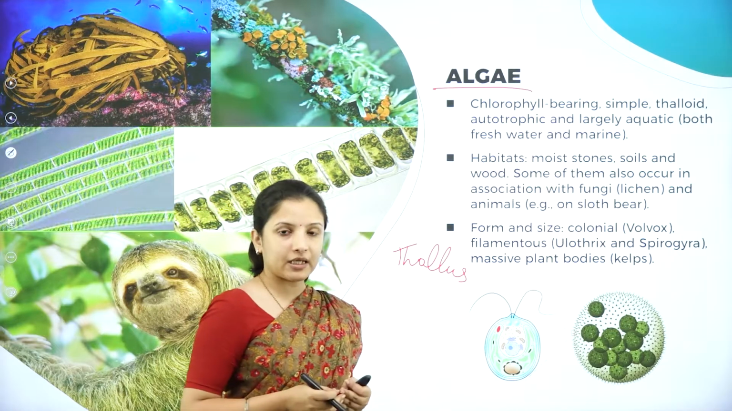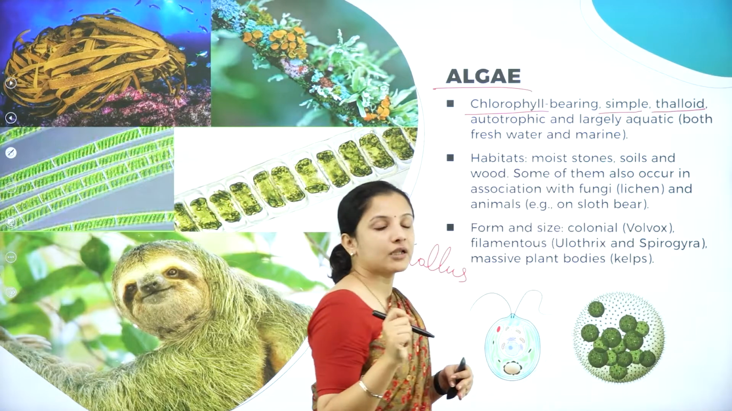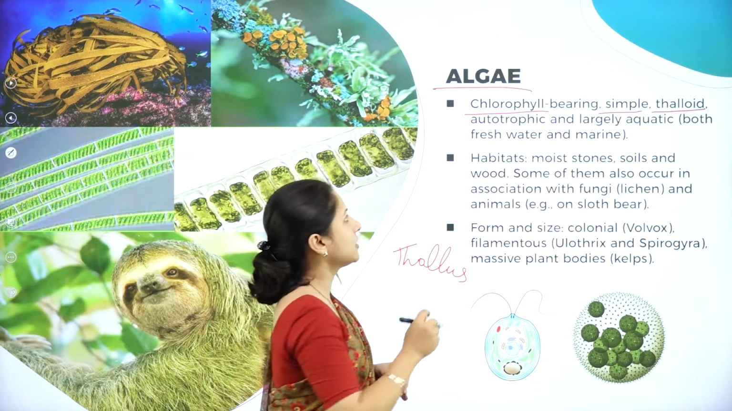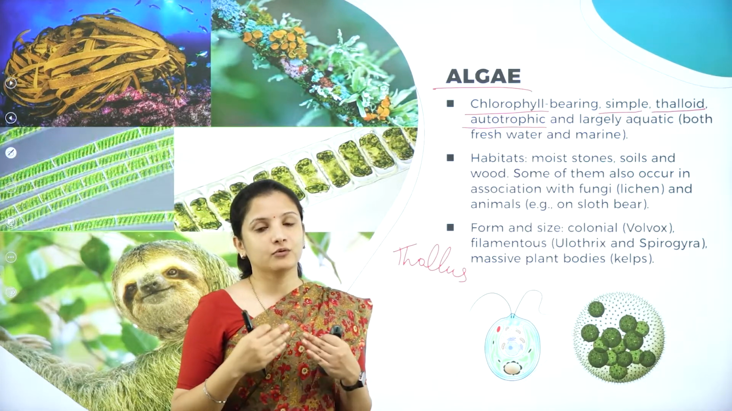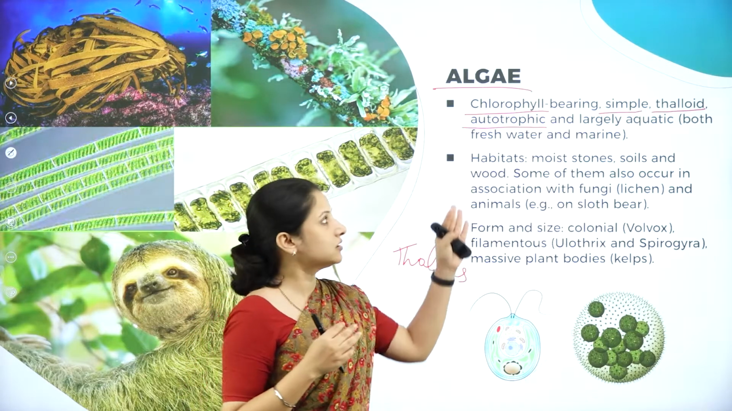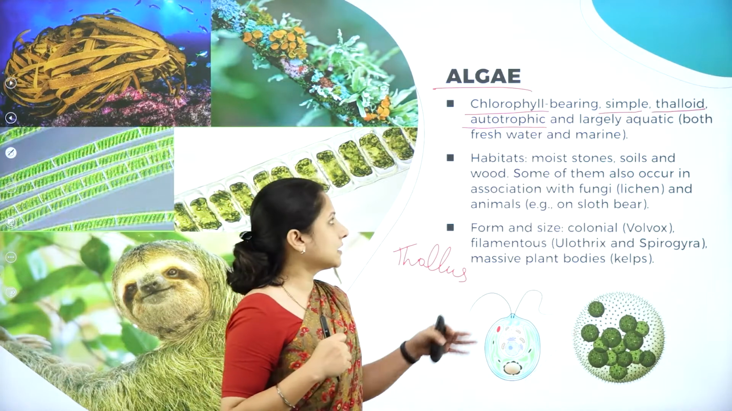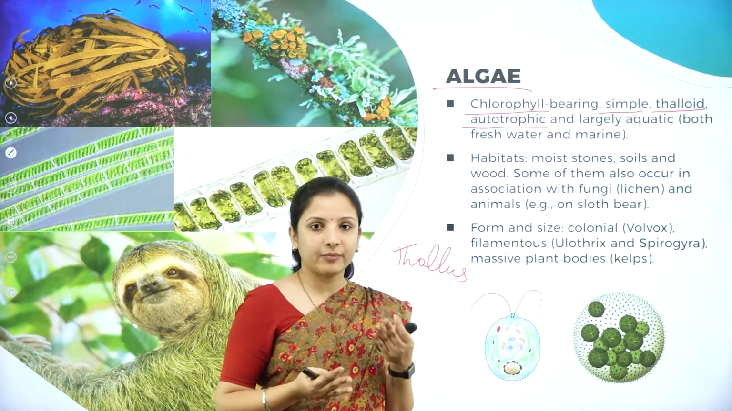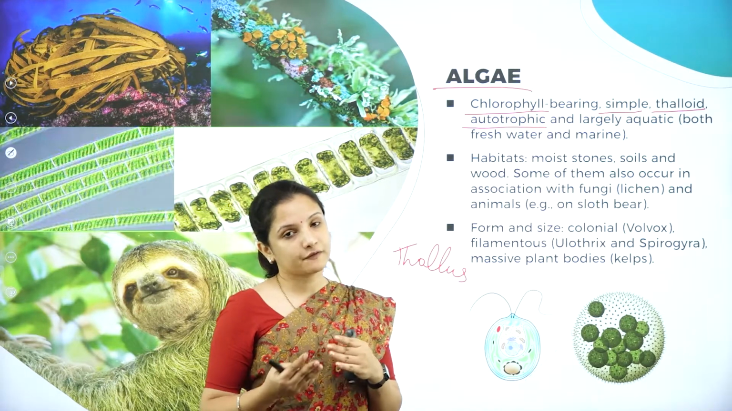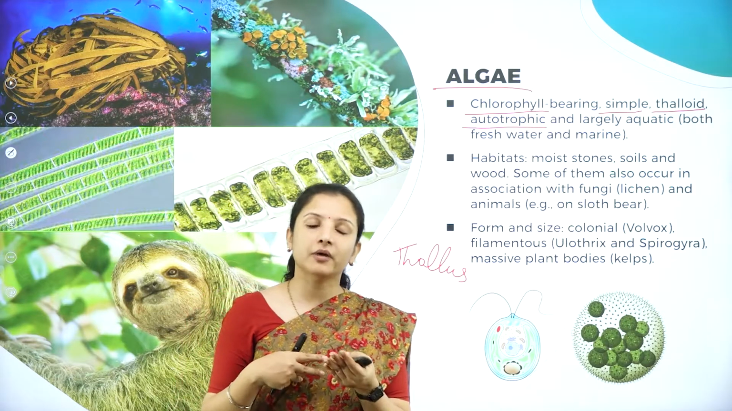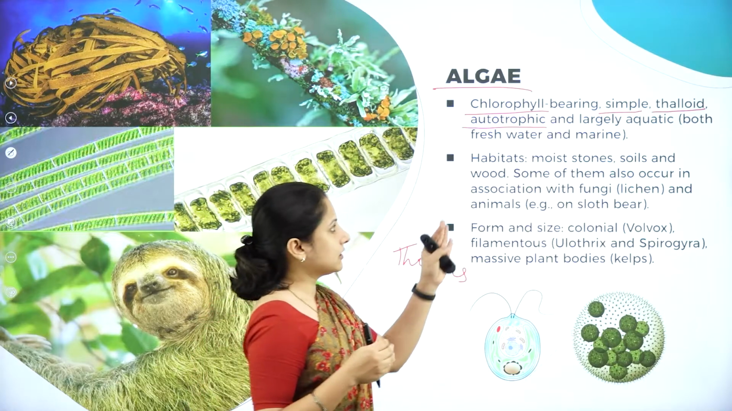The plant body of algae is usually called thallus or thalli. So they are chlorophyll bearing, very simple, and thalloid. Thalloid means the plant body is nothing but a thallus. And they are autotrophic, so they can synthesize their own food. How? Because chlorophyll is present, they can synthesize their own food whenever exposed to sunlight. When it comes to the habitat of algae, they are usually aquatic. Aquatic means they live in both freshwater and marine water. Some of the marine algae are edible. People use them as food. All that we'll study in the coming slides.